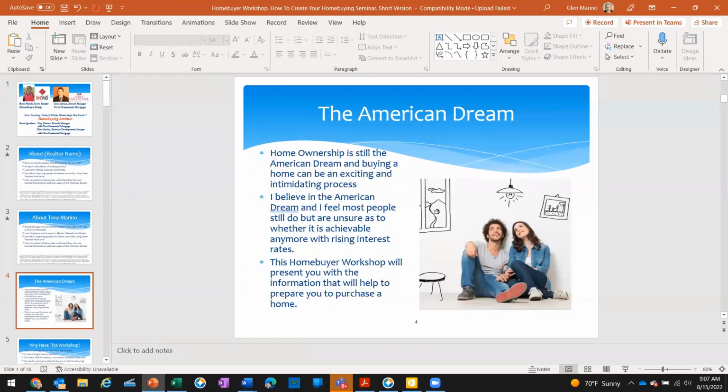The American dream. Homeownership is still the American dream, and buying a home can be an exciting and intimidating process. I believe in the American dream, and I feel most people still do, but are unsure as to whether it's achievable anymore with rising interest rates.